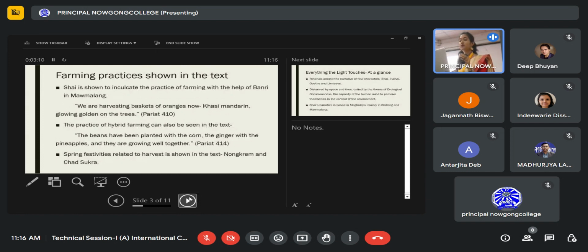Farming practices that are shown in the text. So we see that Shai, through farming practice, has grown from an amateur in this genre to a person who knows the basics about farming, and how this has led to her personality development as a whole.